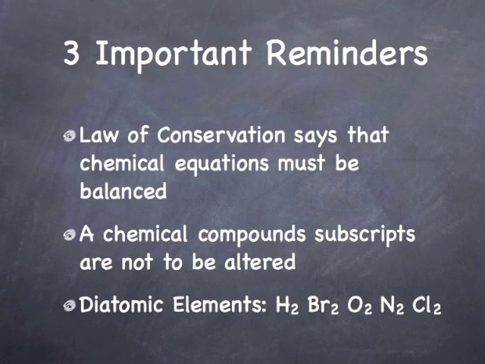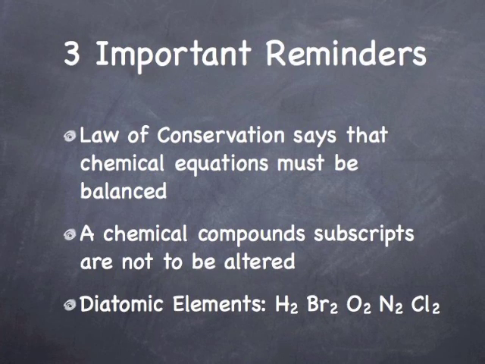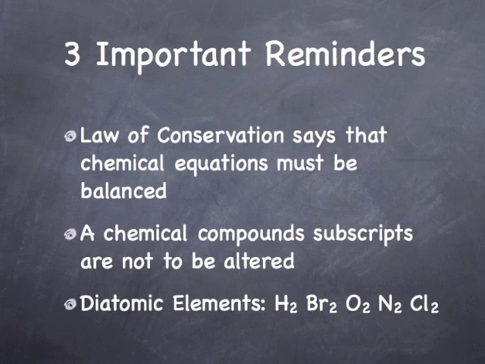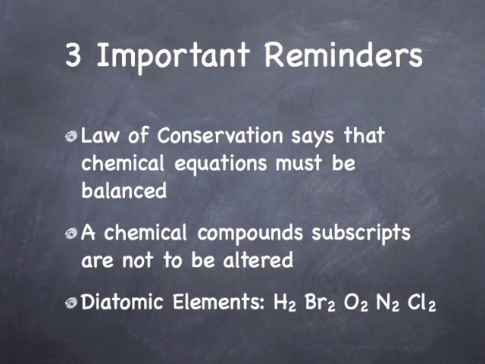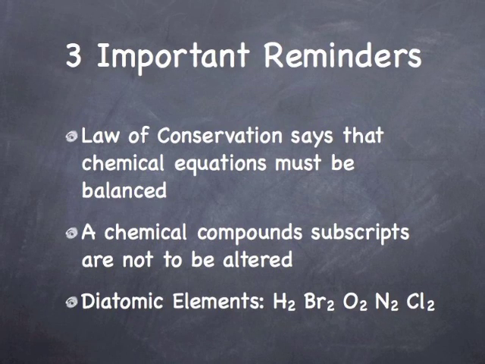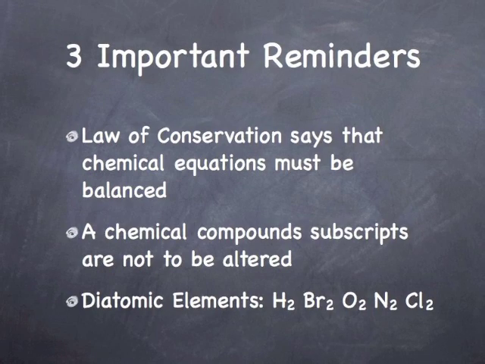This brings us to 3 important reminders before we learn how to balance equations. The first is the law of conservation, which we've talked about. The second is that a chemical compound's subscripts are not to be altered. Remember, they're a family. A compound stays the exact ratio that it already is written in. Also, diatomic elements come in pairs, such as hydrogen, bromide, oxygen, nitrogen, chlorine, iodine, and fluorine.